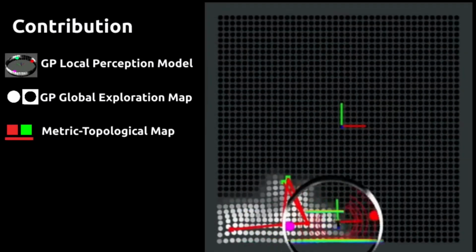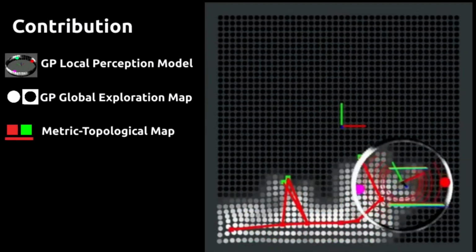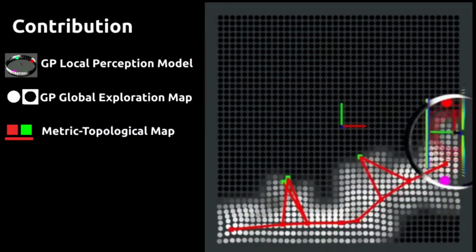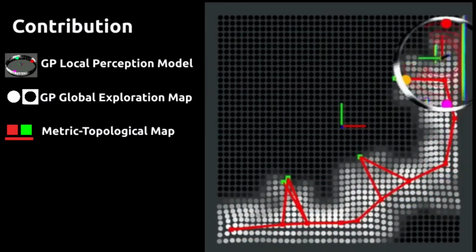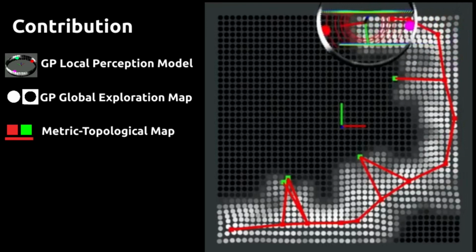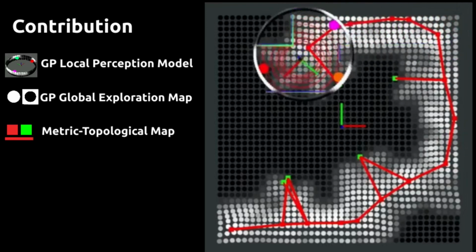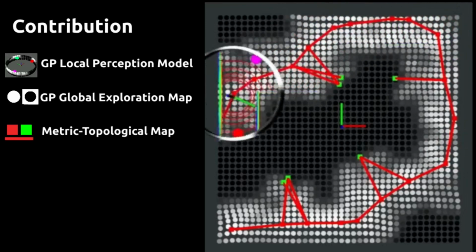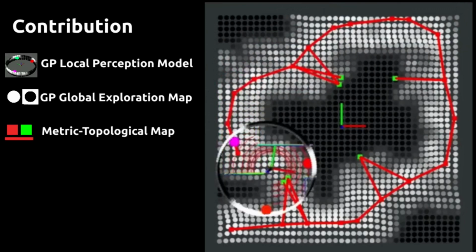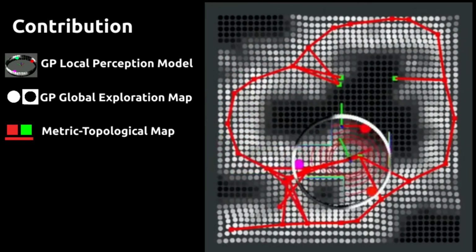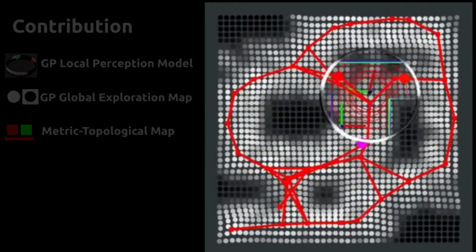And our main contributions are, first, a local GP perception model, which detects the free space around the robot. Second, a global GP exploration map, which encodes the exploration status of the environment. And third, a new approach to construct the metric topological map of the environment. And our pipeline is explained as follows.